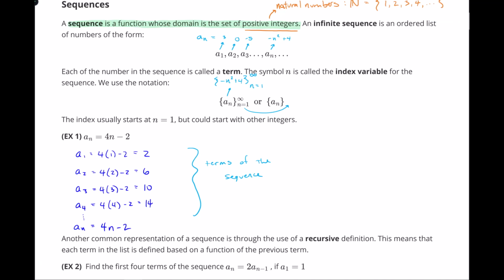Now, if we wanted to jump and say do like the 10th term, that's completely fine, because all we're doing is plugging in a specific value into this function, and that's no problem. We wouldn't have to do a sub 5, a sub 6, and so forth if we wanted to jump and do a sub 10.